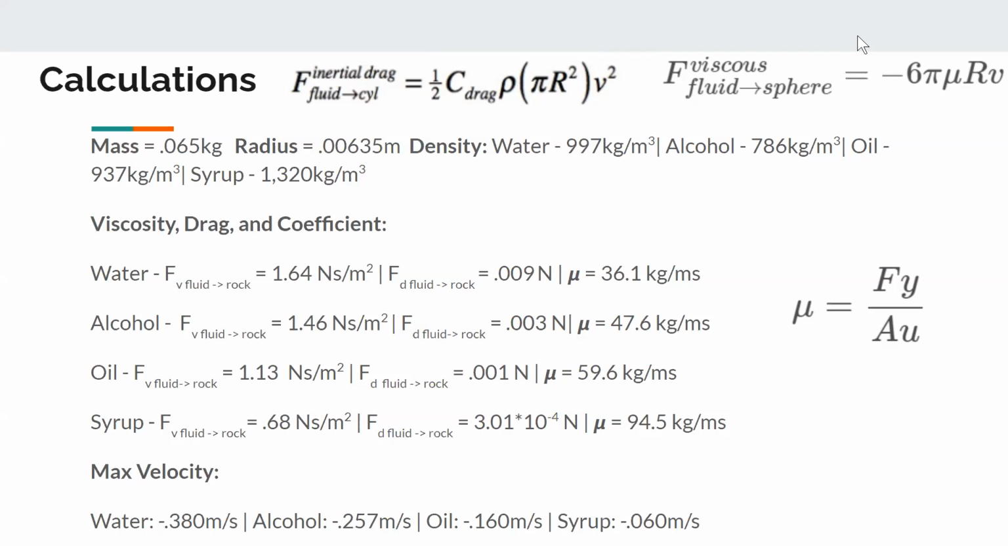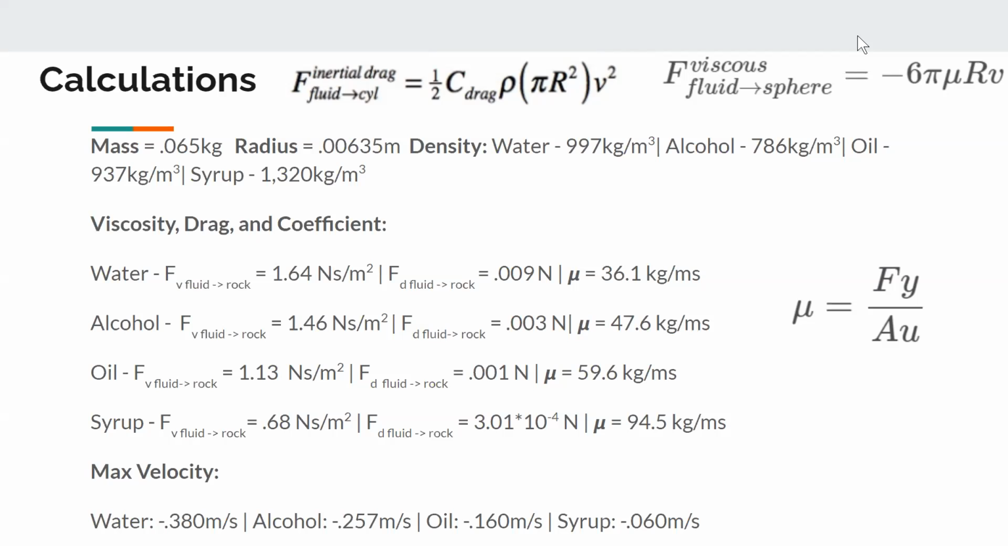The first being water, which had a coefficient of 36.1 kilograms per meter times second. Alcohol had 47.6, oil 59.6, and syrup had the highest at 94.5. Now, in relation to the forces, we see that the water had the greatest force, viscosity and drag, force of viscosity being 1.64 newtons times second per meter squared, where syrup had the lowest at 0.68 newtons times seconds per meter squared.